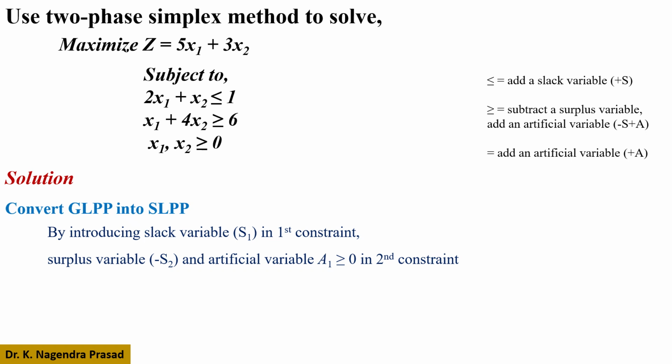The second constraint has the greater than or equal to inequality symbol. So we have to introduce a surplus variable, let us consider S2, and also introduce an artificial variable A1. Then the constraints will become 2x1 plus x2 plus s1 equal to 1, x1 plus 4x2 minus s2 plus a1 equal to 6, and x1, x2, s1, s2, a1 are greater than or equal to 0.